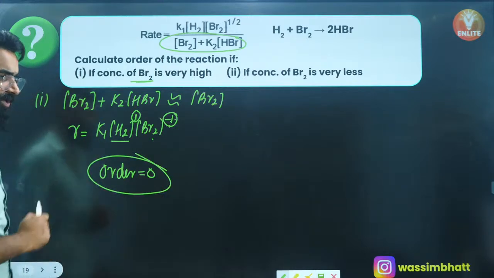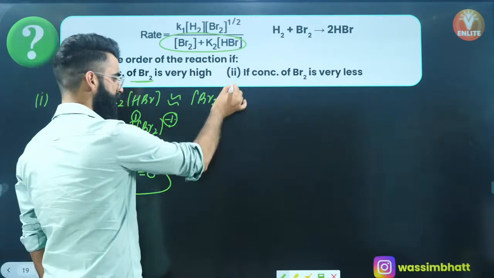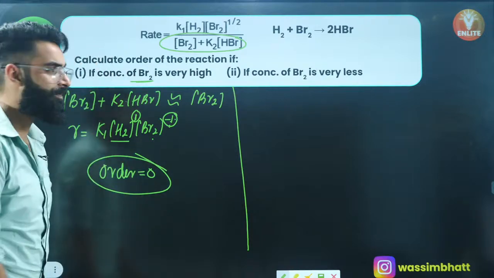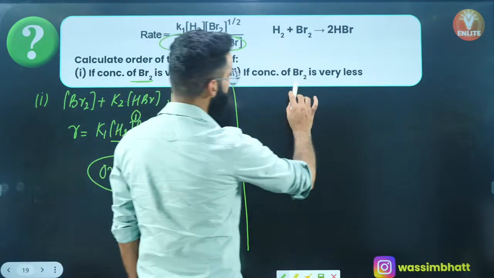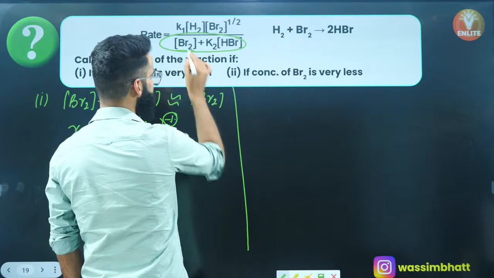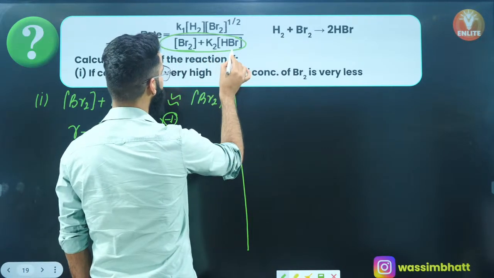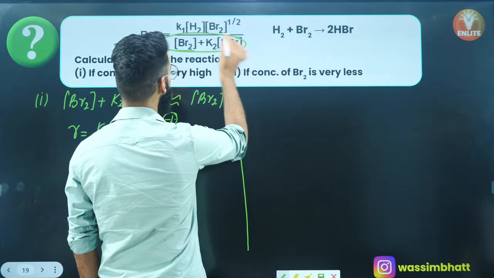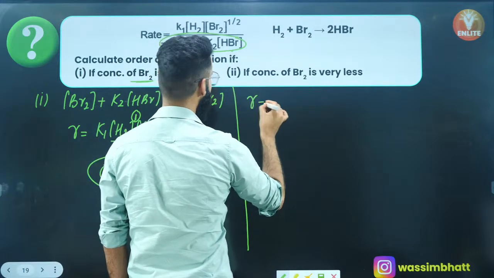Overall order of the reaction is going to be 0. So first part of the equation is done. Look at the second part of the equation, my dear people. If the concentration of Br2 is kept very less, so instead of K2 HBr plus Br2, I'll be only writing K2 multiplied by HBr. So then I'll be writing a rate law.